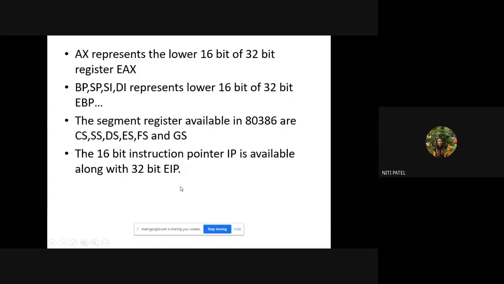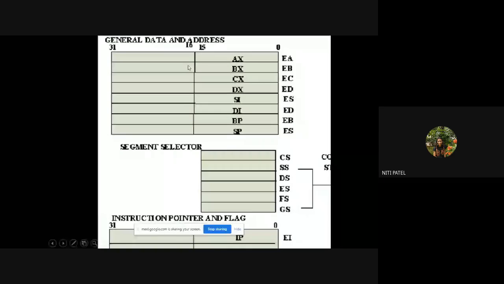So if you want to remember this diagram, how are you supposed to remember? In 80386, we have general purpose registers which are the same as those of 8086, but the only difference is size. The size in 8086 was 16 bit. Now in 80386, it has become 32. Since they have been extended, they are now renamed with a prefix E in front of each and every register. So instead of AX, we'll have EAX. Instead of BX, we'll have EBX, like that.